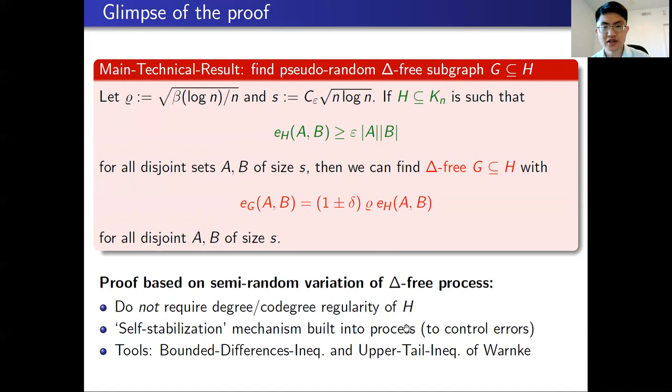And because we need to run many iterations of the process, controlling errors is important. Otherwise, after many iterations, the error term will take over. And to control errors, we build some self-stabilization mechanism into the process. And some probabilistic tools we used are bounded difference inequalities and the upper tail inequality of Warnke.